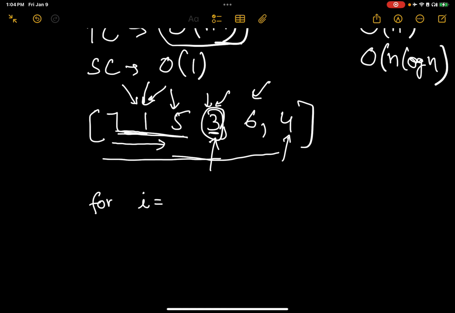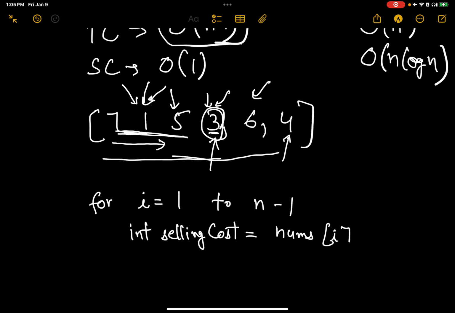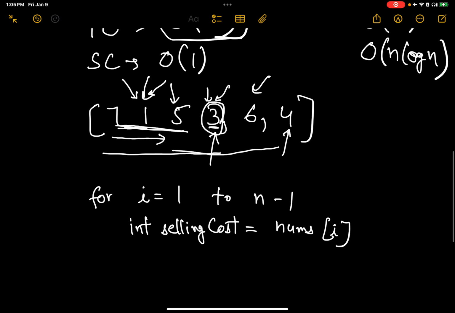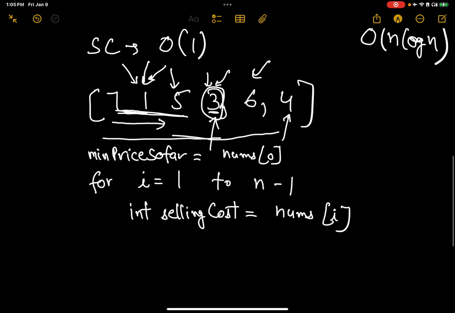Basically, what I'm trying to say is, let's say I want to start selling from the first day all the way to n minus 1, right? So the current selling cost would be nums of i. I'll just create another variable which is min price so far. Initially, this min price would be nums 0. Okay. I'll just try to check what is the maximum profit here, right?